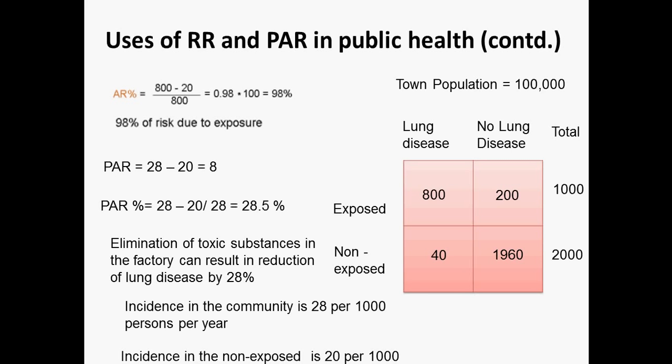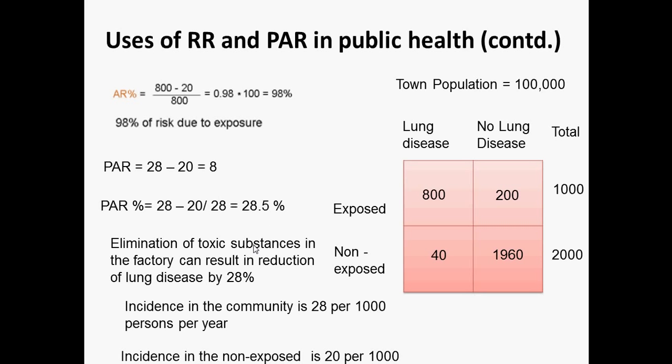Now, how do we do this? We can see here that the town population is given as 100,000. So from this, I can calculate the incidence of the disease in the general population. And how do I get it? I take the incidence of lung cancer, okay, and lung disease, and I divide it by 100,000, and what I get is 28. Similarly, I talk about incidence of the disease in the non-exposed, which comes to 20, and when I subtract it, I get 8. Then I calculate the population attributable risk percent by taking the denominator as 28 and then I get it as 28.5.